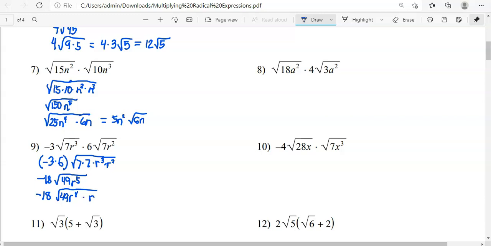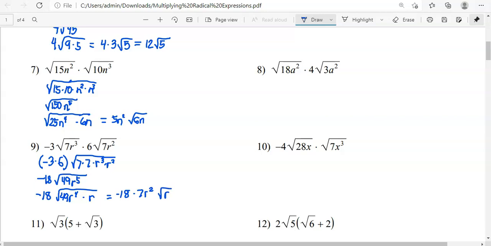Okay, then simplify na natin. Negative 18 times the square root of 49 r raised to 4. So the answer is 7 r raised to 2. Then times the square root of r.